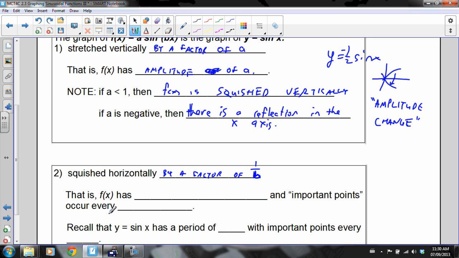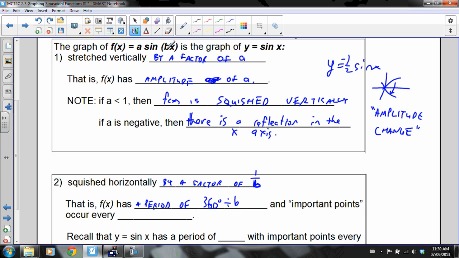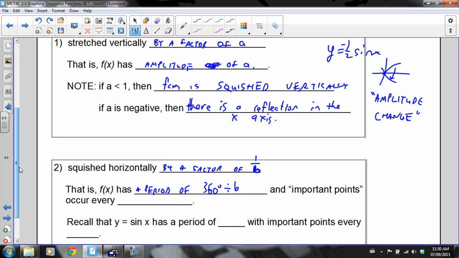That is, f of x has, well, it's got a new period, right? It's not 360 anymore. It has a period of 360 divided by b, or times 1 over b. We went divided by b. So if we wanted to find out what the period of some function is, we took 360, which is the normal period, and divide by whatever value is in with the x there. That was 2 and 3 in our 3-minute review.